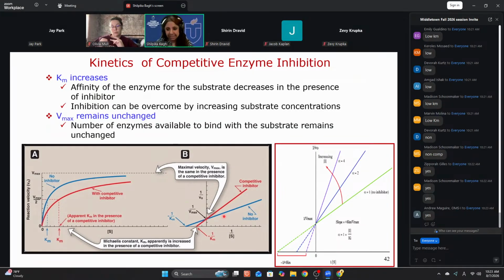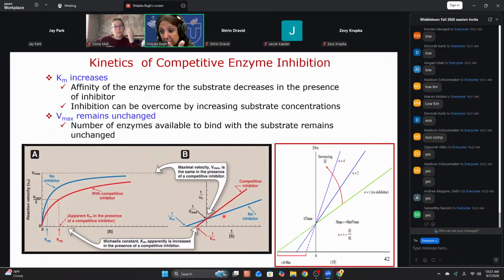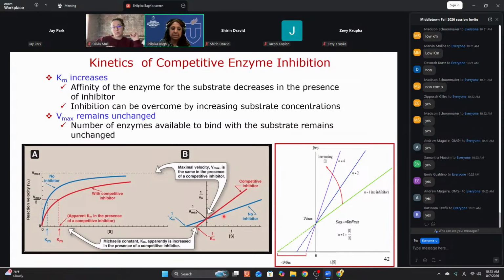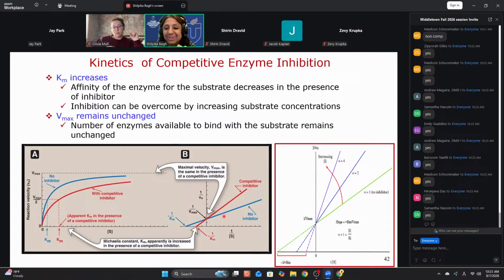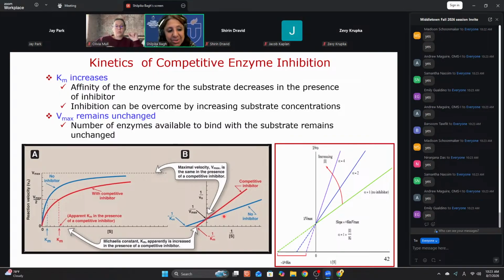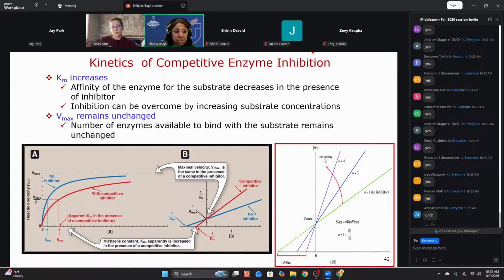In competitive, yes. Is there a decrease in the affinity of the enzyme for the substrate in the presence of inhibitor? That increases Km. Can you overcome the inhibition by increasing substrate concentration? Yes. And since you can overcome the inhibition, does the number of enzymes practically remain unchanged in competitive inhibition? That's why Vmax remains unchanged. So that is a kind of background and a little bit of why.